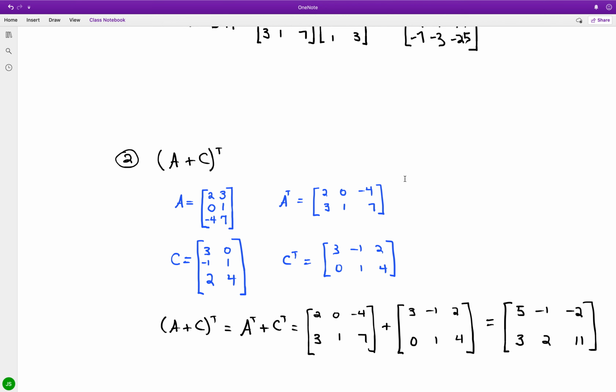So the transpose of the sum of A and C will be equal to the sum of the transposes of A and C. We have to be able to add these elements together. The matrices must be the same size, and it turns out that both of these are 2 by 3 matrices, so we add the corresponding positions. 2 plus 3 is 5, 0 plus negative 1 is negative 1, negative 4 plus 2 is negative 2, and 3 plus 0 is 3, 1 plus 1 is 2, 7 plus 4 is 11. So we have 5, negative 1, negative 2, 3, 2, and 11 for the final output.